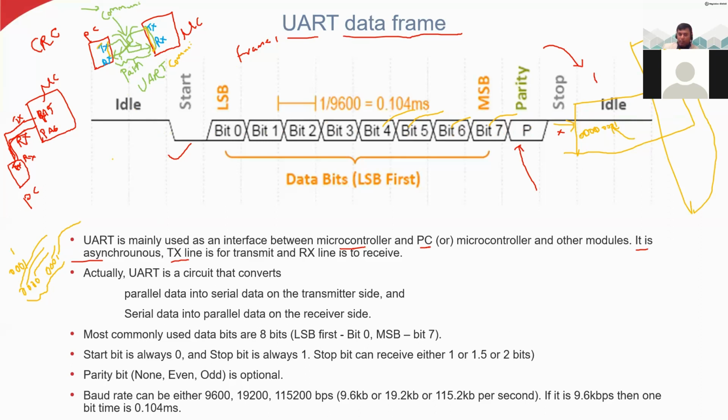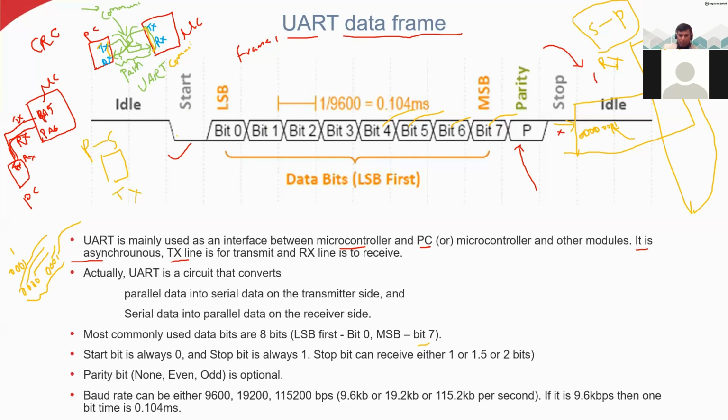So if you have a parallel to serial converter on the transmitter side, on the receiver side you need a serial to parallel converter. This is what is mentioned here. The most commonly used data bits are 8 bits. The LSB is bit 0 and the MSB is bit 7. The start bit is always 0 and the stop bit is always 1. So remember, we have a start bit and a stop bit.